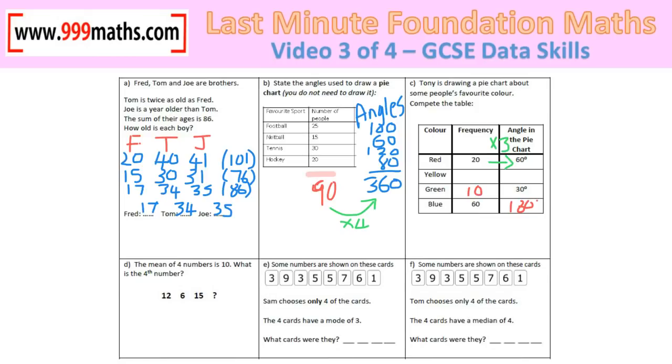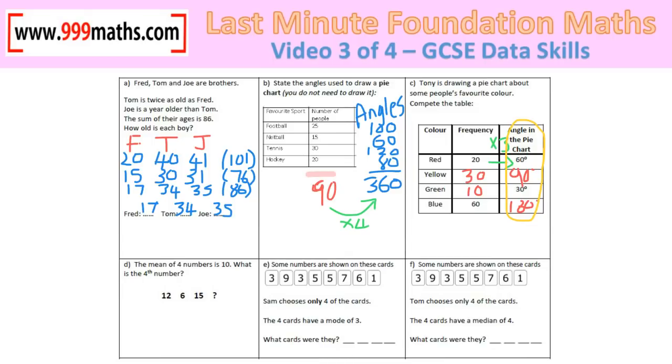I've then got a row where there's no information. However, bearing in mind that these angles should add up to 360, at the moment they add up to 270, that helps me work out that the missing angle must be 90 degrees. And again, by dividing by 3, I know there are 30 yellow.